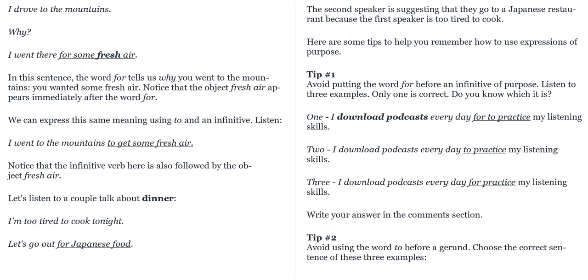In this sentence, the word for tells us why you went to the mountains. You wanted some fresh air. Notice that the object fresh air appears immediately after the word for. We can express the same meaning using to and an infinitive. Listen. I went to the mountains to get some fresh air. Notice that the infinitive verb here is also followed by the object fresh air.